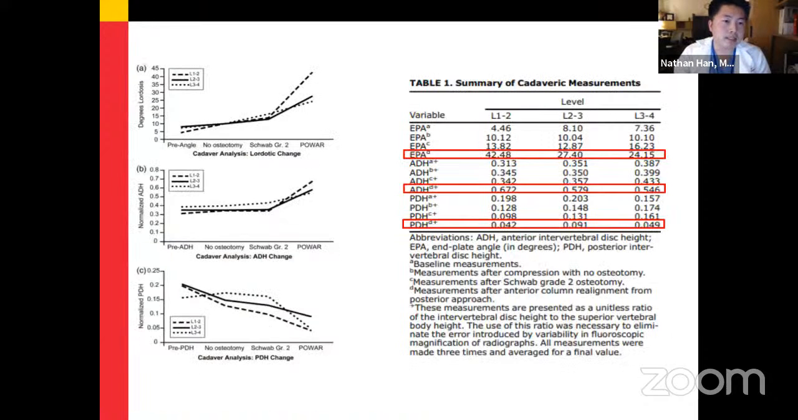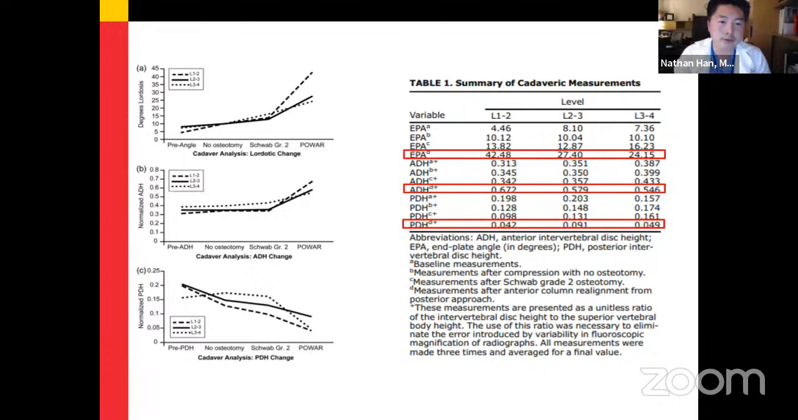So using these methods, they generate this figure and table. The figure demonstrating the lordotic degree change in L1-2, L2-3, and L3-4 levels at the baseline without osteotomy, with osteotomy, and with this ALL release. And you can see that in all 3 levels, there was a much higher degree of lordotic correction in the ALL release level. And the anterior disc height correlates with this increase in lordotic correction, with an increase in anterior disc height and a decrease in posterior disc height.